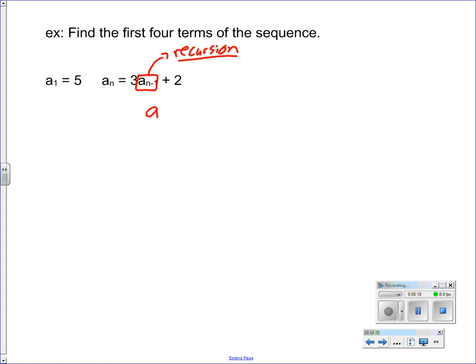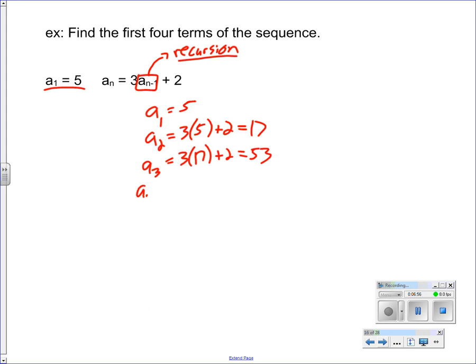So we know our first term is given to us: A1 is 5. After that, we take the previous term, multiply it by 3, and add 2. So to find A2, I take A1, which is 5, multiply it by 3, and add 2. That's 15 and 2, 17. Then to find A3, I multiply that previous term, 17, by 3 and add 2. That's 51 and 2, which is 53.